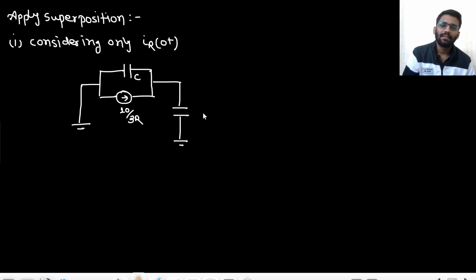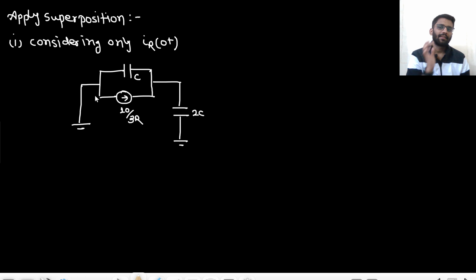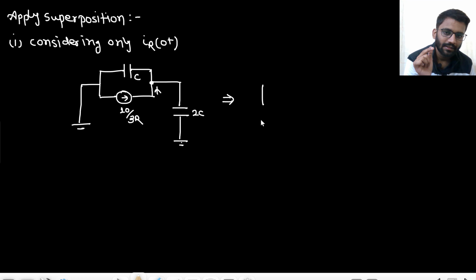Right? This is the case, and this is C, this is 2C, right? C and 2C. Now there is this 10 by 3R current, okay? This 10 by 3R current will come here and it will see two capacitances. One is C, one is 2C. Look, this plate of capacitance C is connected to this node. This plate of capacitance 2C is connected to this node. The other plates are connected to ground. So simply, isn't it like this? A current source that has C and 2C.